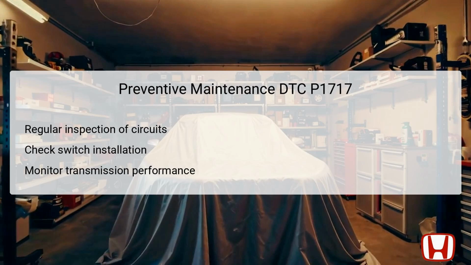Preventive maintenance plays a critical role in avoiding future occurrences of DTC P1717. Regular inspection of electrical circuits associated with the transmission range switch can help catch issues before they escalate. It is advisable to periodically check the installation of the switch itself, as loose connections can lead to miscommunication with the TCM. A proactive approach also includes monitoring the overall performance of the transmission, with particular focus on shift quality.